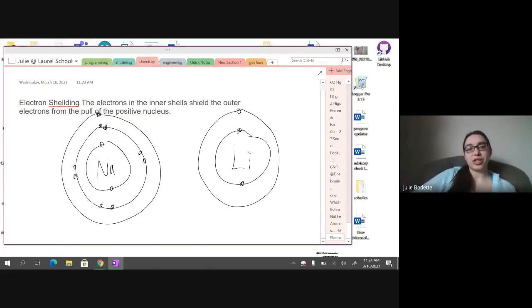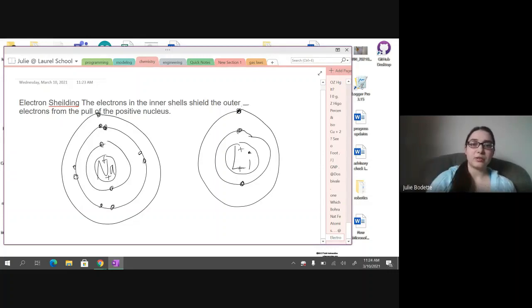So electron shielding is when the electrons in the inner shells shield the outer electrons from the pull of the positive nucleus, right? Remember, the nucleus has a positive charge. It is full of protons, which are positive, and neutrons, which are neutral. But right now we really care about the protons, right? And these electrons are negative, so they are attracted to this positive nucleus.